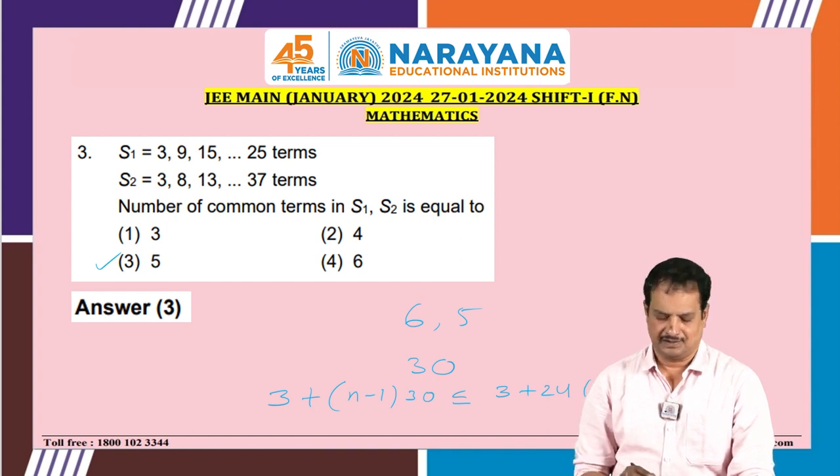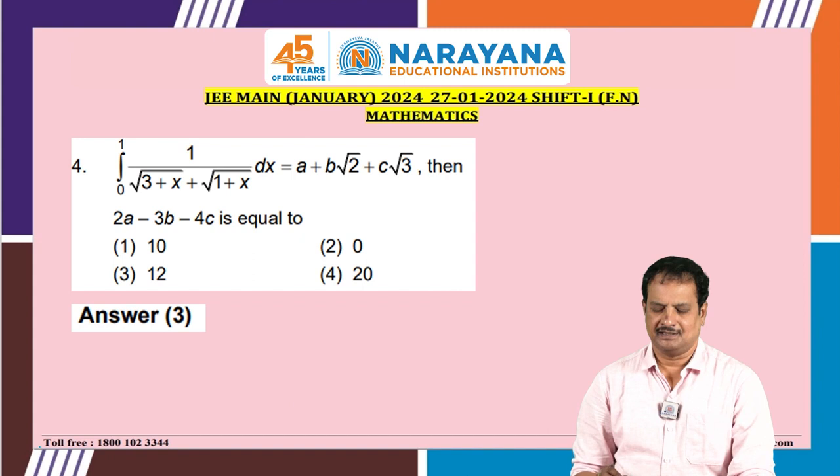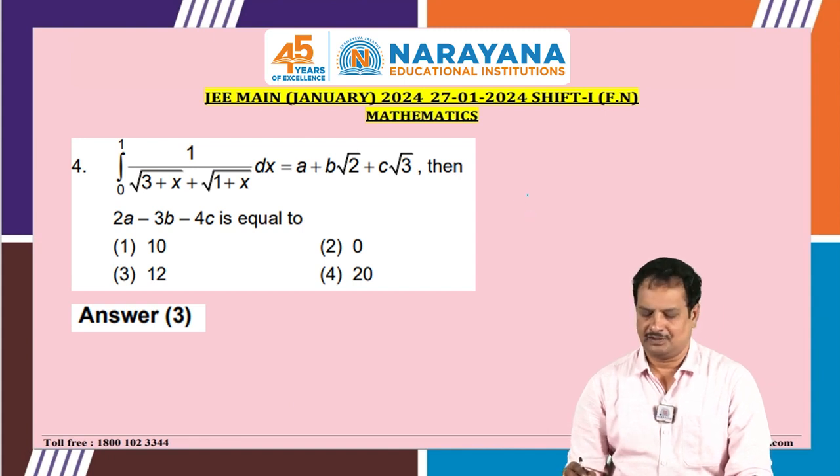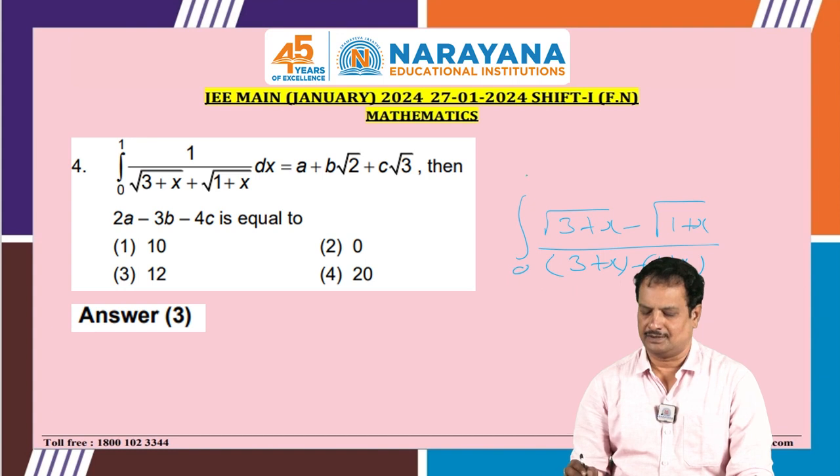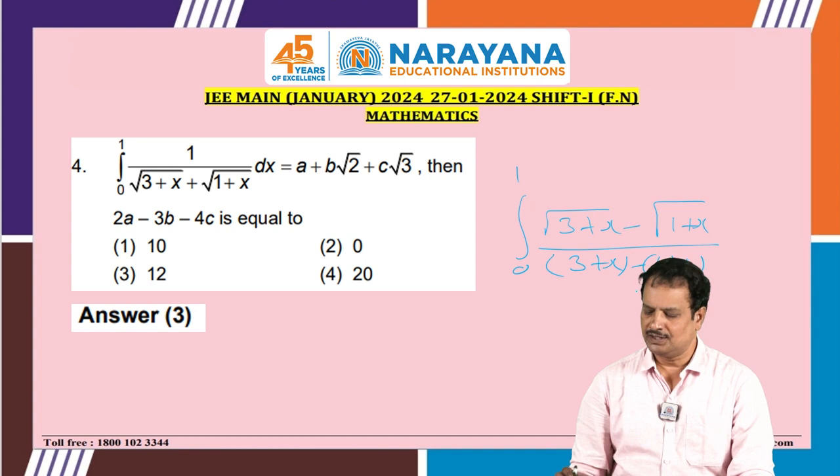Now let's go for the next question. So in this case, it's a very simple problem from the definite integral. Okay, so you can just rationalize this one. So then what will you get? Root over 3 plus x, minus root over 1 plus x, denominator 3 plus x minus 1 plus x. This is 0 to 1. Now you can clearly see that in the denominator we are just having 2 there, and in the numerator root over 3 plus x, and that is something like x power n.